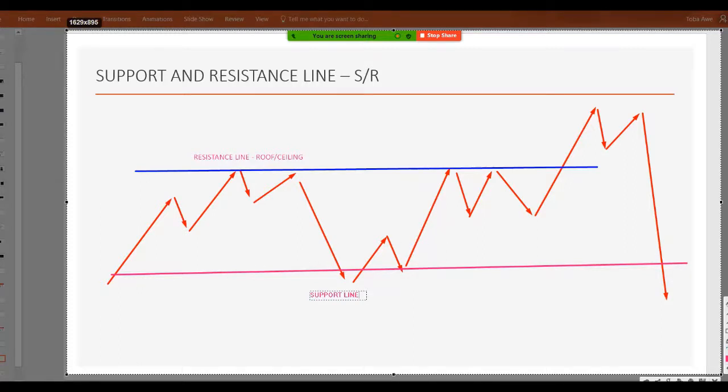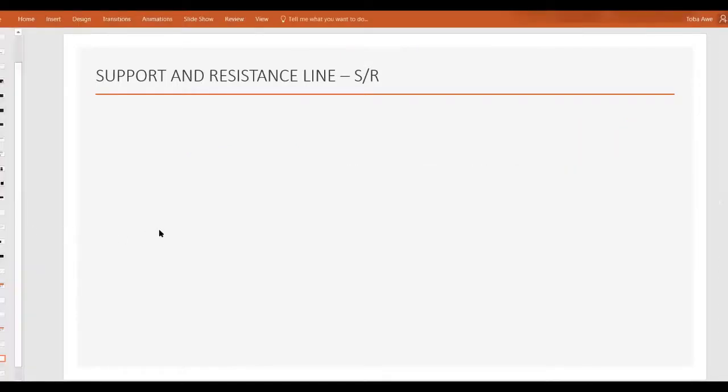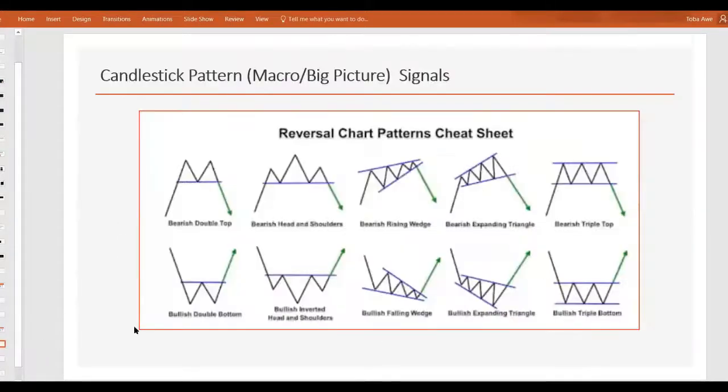Now trend line. You can draw your trend line by just drawing a line following the market trend. So that's just by the way to understand support and resistance. Let's go back to our charts.